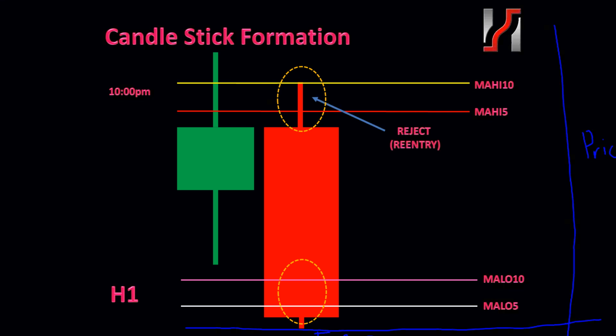Okay, so I just noticed that there's a discrepancy here. It's my mistake: the pink color one is smaller 5 and the white color one is smaller 10. Forgive me for that. Basically this is a rejection, and when the price rejects a sell indicator, this means that this is a sell entry or a re-entry. And when the price breaks the buy indicator, then this is a candlestick direction. It tells you that it's going to continue to sell.